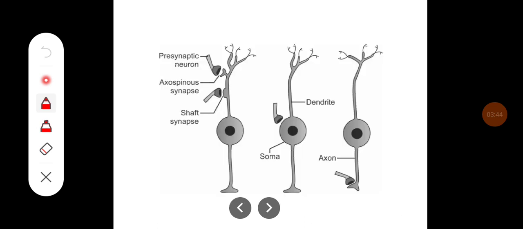So these are the different types of synapses. The axospinous type of synapse, shaft synapse. Okay. So then axon ending on the body and where the axon ending on the presynaptic membrane.